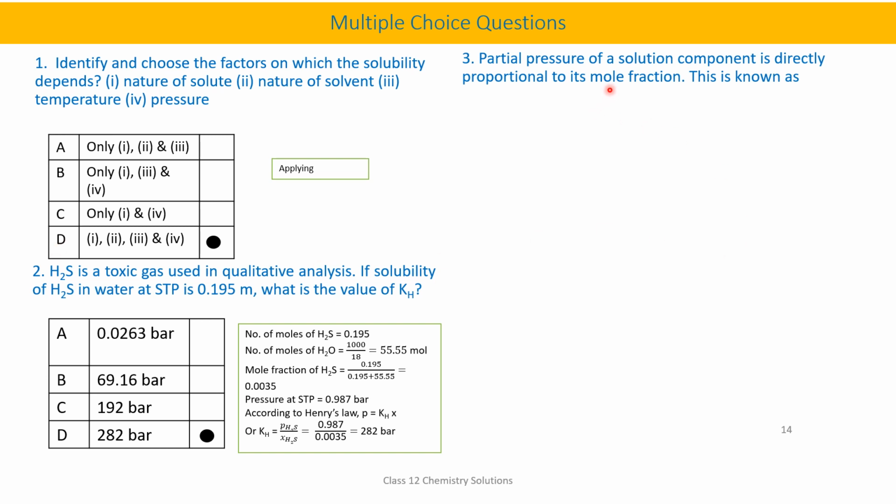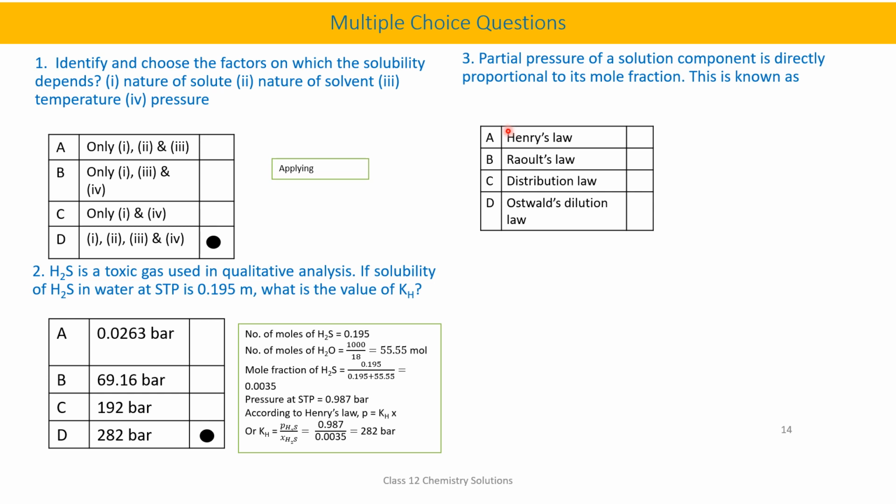Partial pressure of a solution component is directly proportional to its mole fraction. This is known as, four options are given: Henry's law, Raoult's law, distribution law, or Ostwald's dilution law. So the question is partial pressure is directly proportional to mole fraction. You have to remember and mark the answer as B, because pressure and mole fractions are related in Raoult's law.